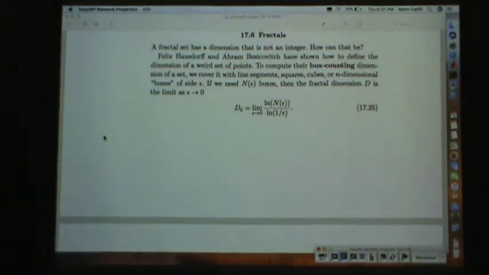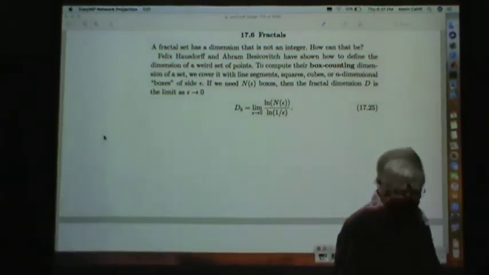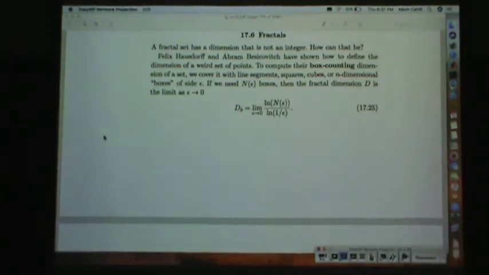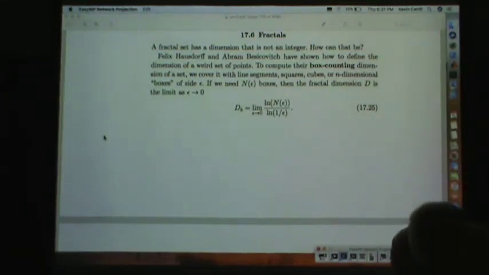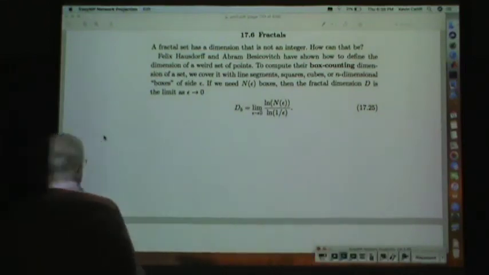All right, anyway. Now, finally, I'm going to answer your question that was asked at the very beginning. A fractal set has a dimension that is not an integer. How can that be? Hausdorff and Besicovitch showed how to define the dimension of a weird set of points. What they did was they introduced what's called a box counting dimension. I think this is the easiest way to think about this.